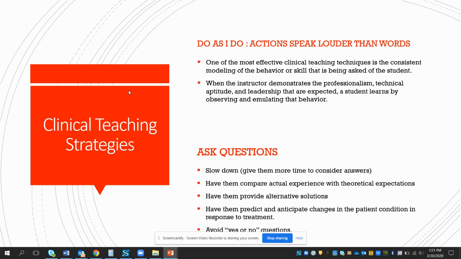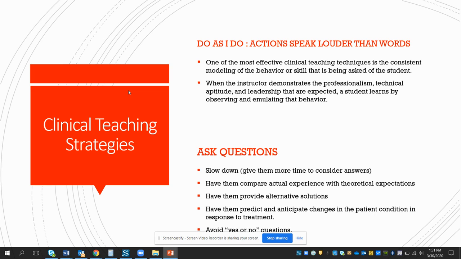So let's take a look at a few clinical teaching strategies. As I said before, actions do speak a lot louder than words. So do as I do, not as I say. One of the most effective clinical teaching techniques is consistently modeling the behavior or skills that are being asked of the student. If you want your student to act professionally, then you should be professional. If you want them to be confident, competent, and have a good skill set, then you should demonstrate that for them. When the instructor demonstrates the professionalism, technical aptitude, and leadership that are expected, a student learns by observing and emulating that behavior. And this is one of the very best things that you can do for your student, is to show them what is expected of them.